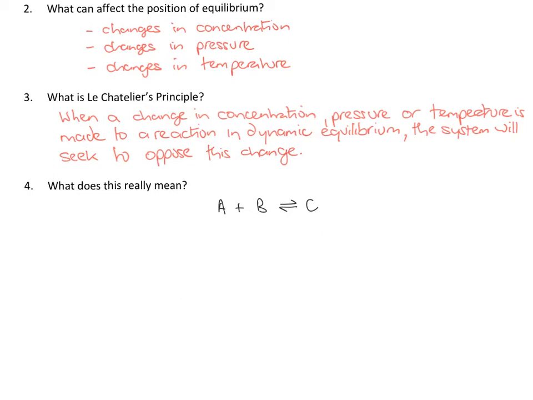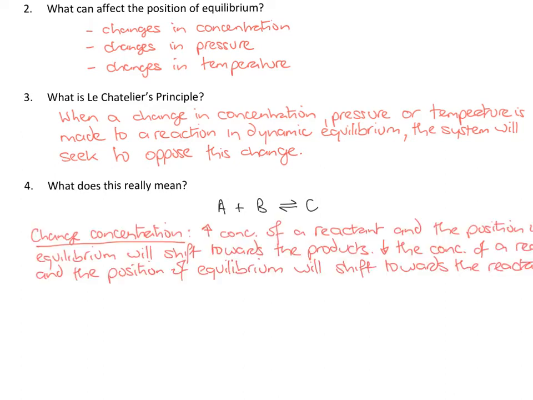An increase in the concentration of A means the system seeks to oppose that change. It seeks to bring that concentration of A down. The only way it can do it is to produce more of C. And so we say that the position of equilibrium shifts to the right. And we would also say that our yield, or how much of something we make, our yield of C would increase. So increase the concentration of a reactant, make more product. Decrease the concentration of a reactant, make less product.